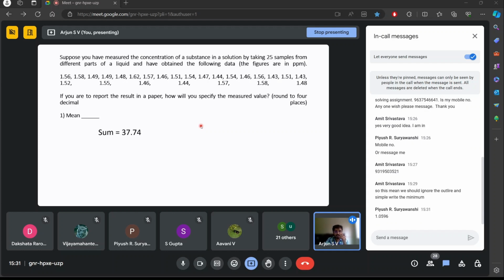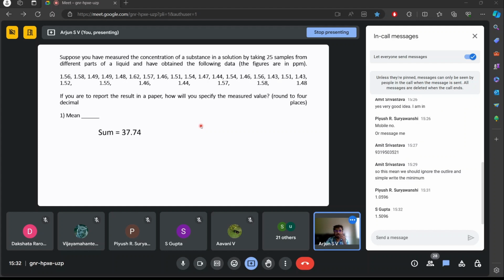Yeah, answer is 1.5096. So if you add up all the data points here, your sum will come to 37.74, and we have 25 observations. So mean will be the sum of all the observations, 37.74, divided by 25, which will be 1.5096.